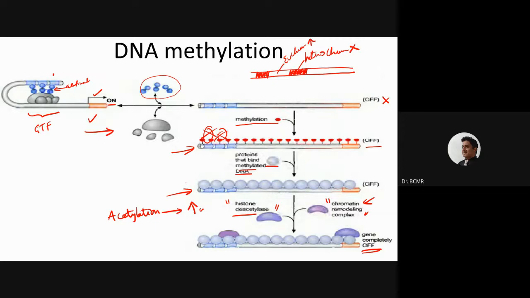So what happens with these chromatin remodeling complexes is that the DNA that was something like this might become something like this, that is much more densely packed. So that is how DNA methylation could influence the chromatin architecture as well.